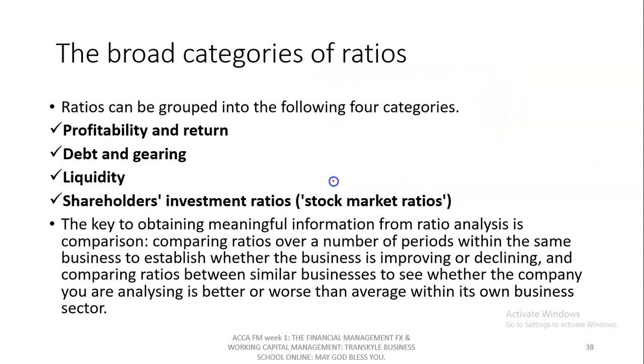So we have got four main categories of ratios, right? That's the profitability and return ratios, the debt and gearing, liquidity, and shareholders' investment ratios. Okay, the key to obtaining meaningful information from ratio analysis is comparison. Comparing ratios over a number of periods within the same business to establish whether the business is improving or declining, and comparing ratios between similar businesses to see whether the company you are analyzing is better or worse than average within its own business sector.